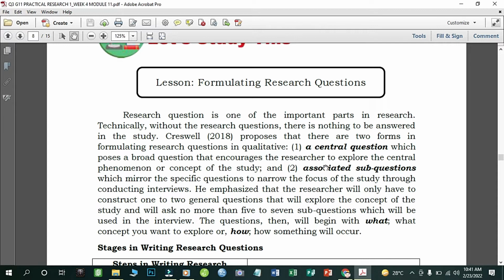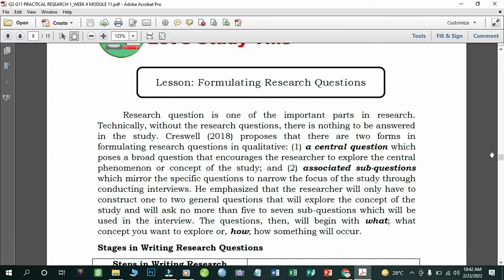Okay, so those are your central questions. And number two, associated sub-questions, which mirror the specific questions to narrow the focus of the study through conducting interviews. The researcher emphasized that you only have to construct one to two general questions that will explore the concept of the study, and ask no more than five to seven sub-questions, which will be used in the interview. Okay, take note of that.